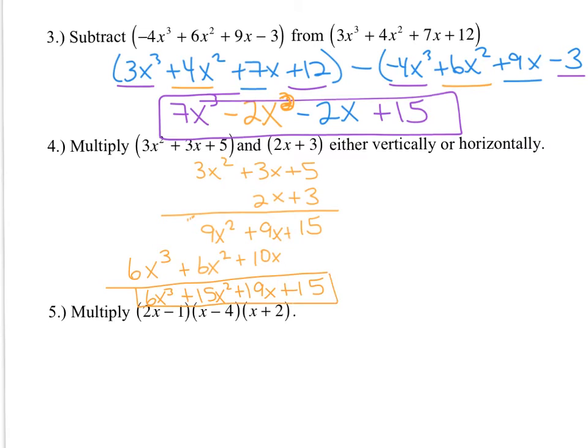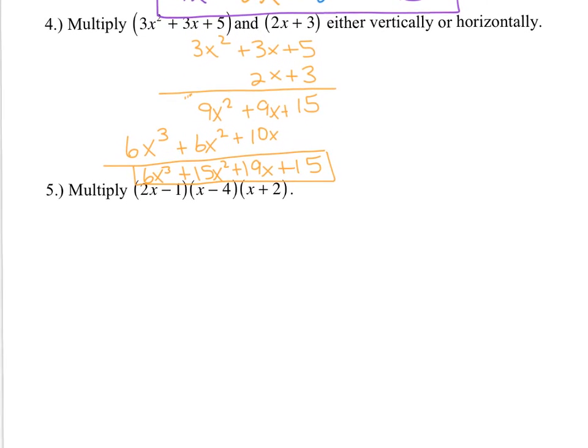And that's how you would multiply them vertically. Horizontally is just using the distributive property, where you distribute one of the terms to the other polynomial at a time and then add your like terms. So it's essentially doing the same thing, just a different way of writing it.